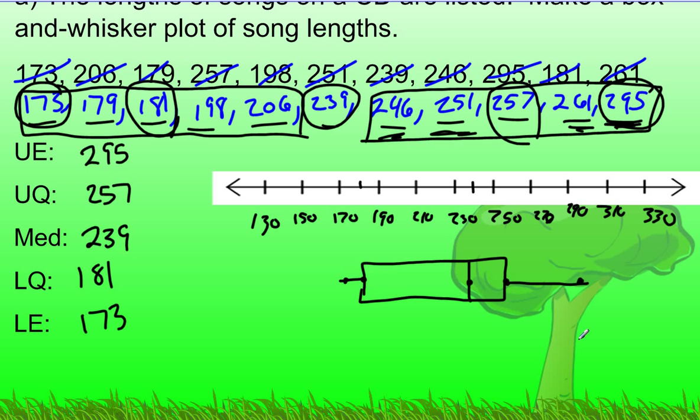And that's all there is to it. So you take your set of numbers, you find the middle, the median, then you find the middle of the upper half and the lower half, those are the quartiles, and then finally the upper extreme and the lower extreme.